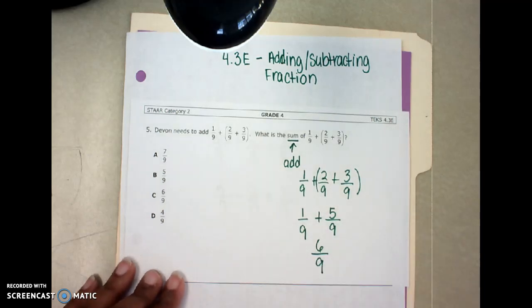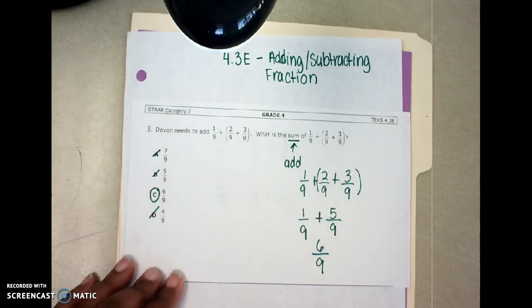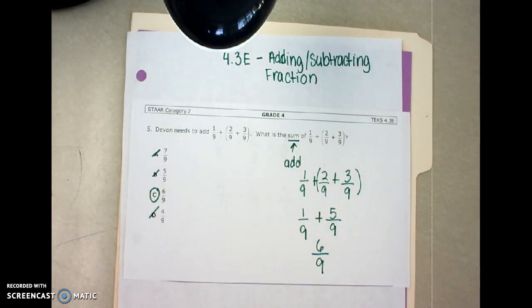And which one is my answer? Answer choice C. So hopefully this helps you do your 4.3E review.